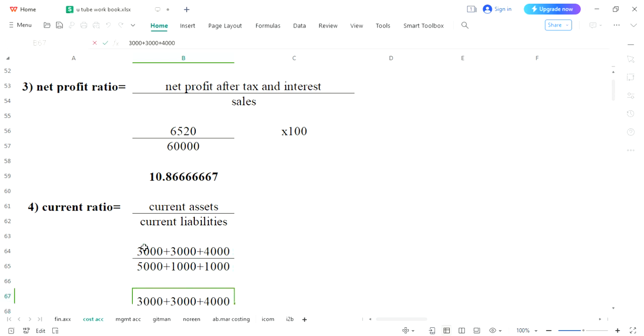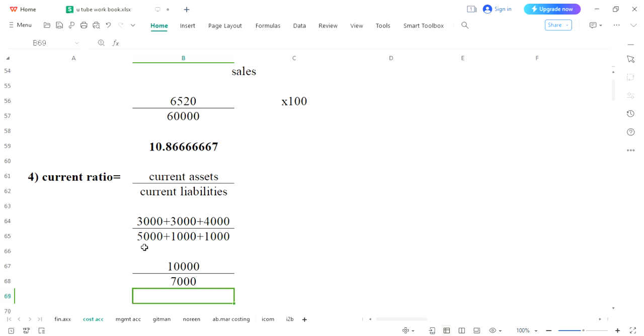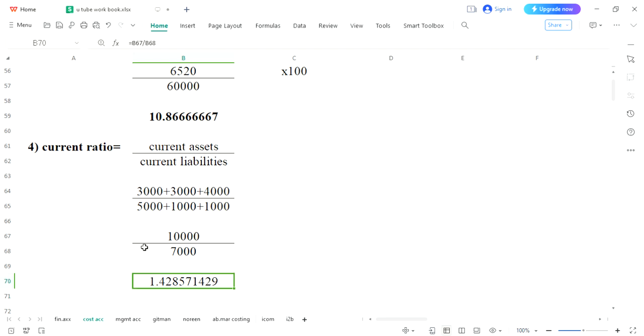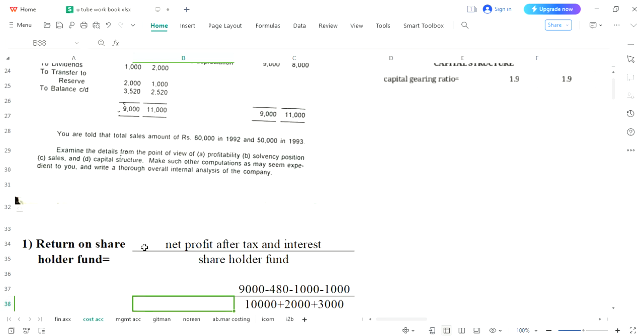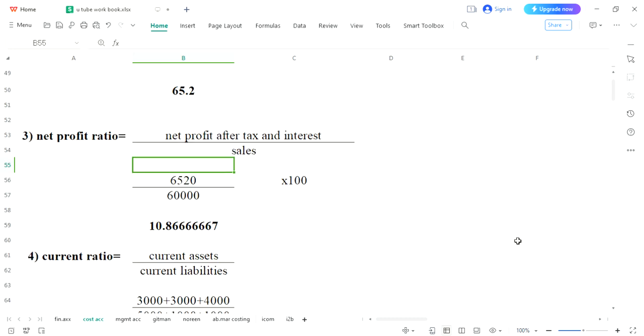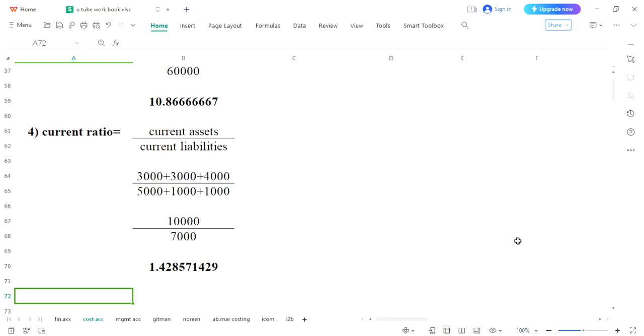First we will calculate the sum of current assets, which we have got, and now we will calculate the sum of current liabilities. This has also been calculated. Just by dividing current assets by current liabilities, we'll get our answer, 1.42. So here current ratio is 1.4. This has been sorted out. After current ratio, this is our fifth formula. We need to calculate liquid ratio.